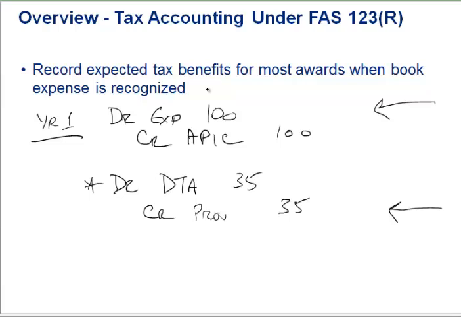Grant? I'm just having a problem with my double entry bookkeeping here. So in credit provision, crediting the expense account? Crediting the expense account. You're saying that book expense of 100 has a provision benefit of 35.